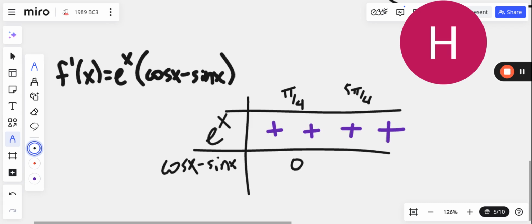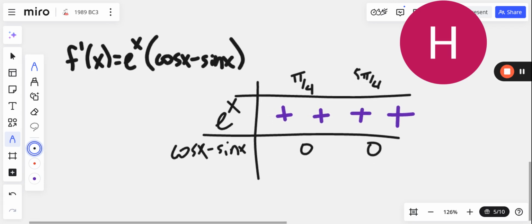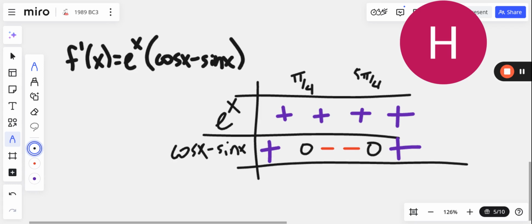These are 0 here, so let's just think about it. If you think about 0, cosine of 0 minus sine of 0, that's 1 minus 0, that's positive. Then it goes negative, then it goes positive. So overall, f prime is positive, then it's 0, then it's negative, then it's 0, then it's positive.